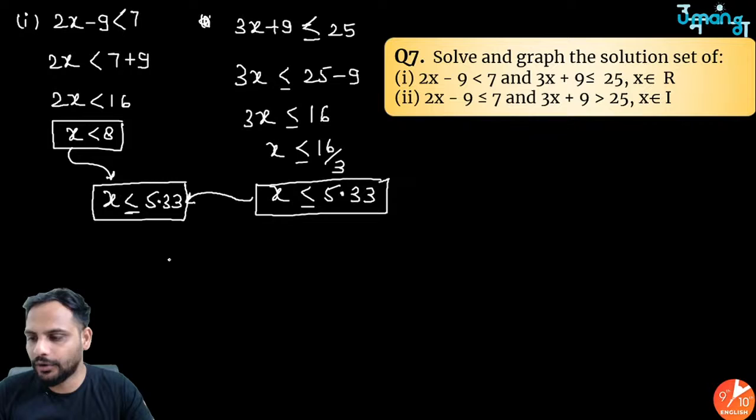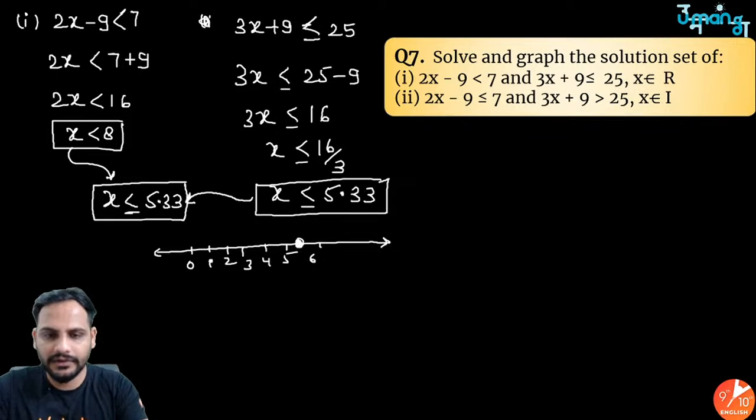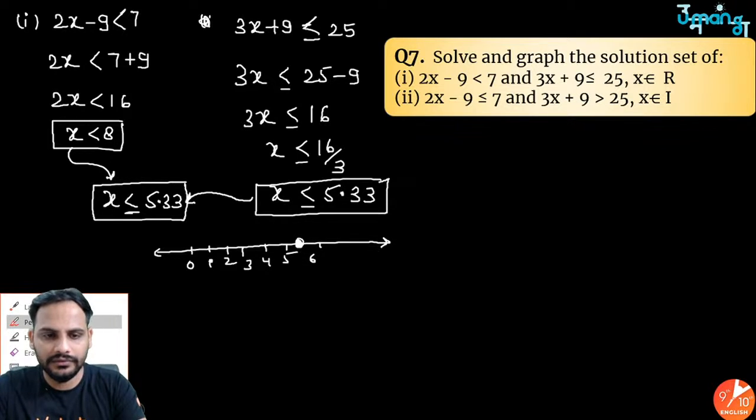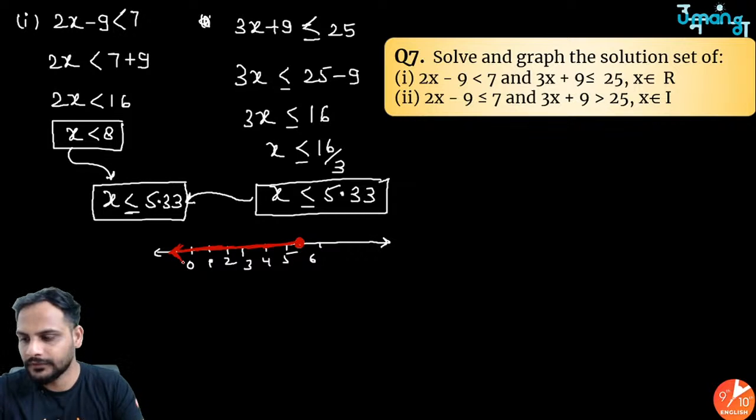Bas. Now plot that on the graph. Less than 5.33. So let us say this is 0, 1, 2, 3, 4, 5, 6. Somewhere over here, a darkened circle, and let it go to the less-than side, like this. Okay, this is how it will be done.